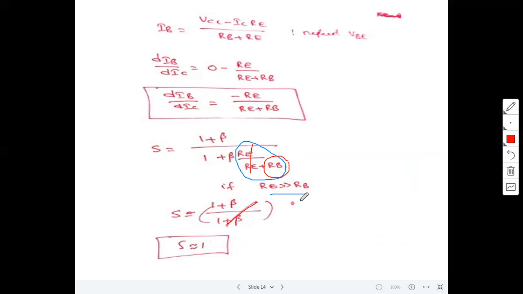That means if the condition RE very much greater than RB is achieved, then the stability factor approximately goes to the ideal stability factor value. When the stability factor is very small or nearby 1, the ideal case is 1. Now it will become approximately 1. Now the stability of the circuit is very, very high.